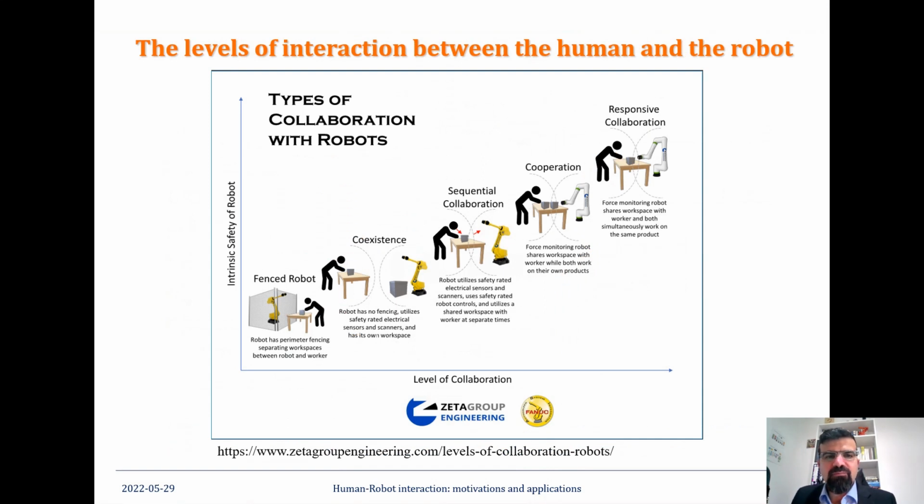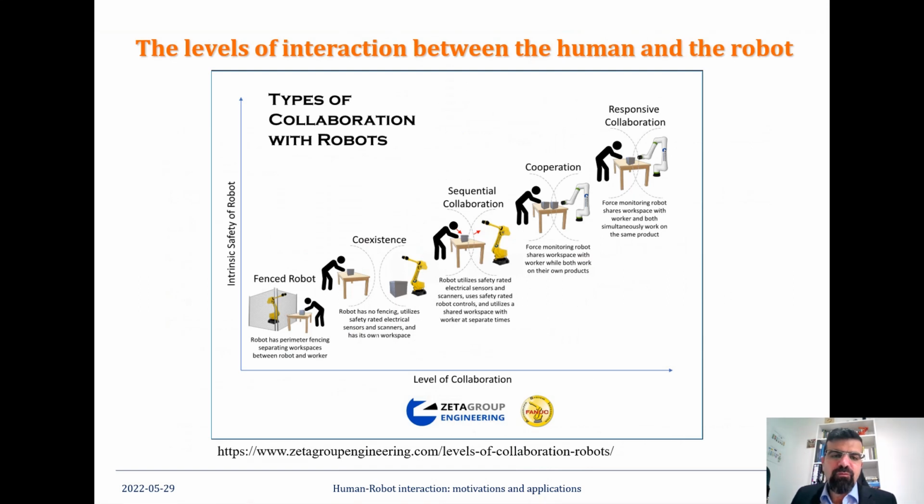In order to understand more the interaction, we can take a look at the level of interaction between the human and the robot, and this is measured through the level of collaboration. So as you can see in the graph here, if we start from the left side, we will see that the lowest level of collaboration is actually when there's a complete isolation between the human and the robot, so they don't share any workspace, any tasks, and any time together.